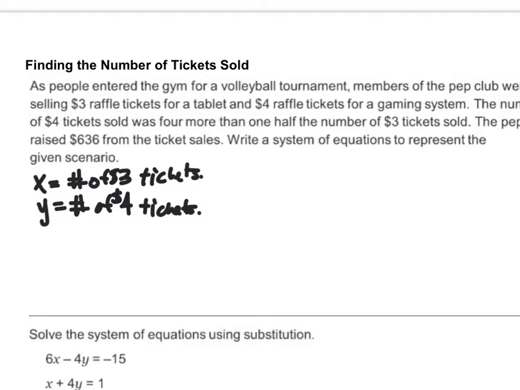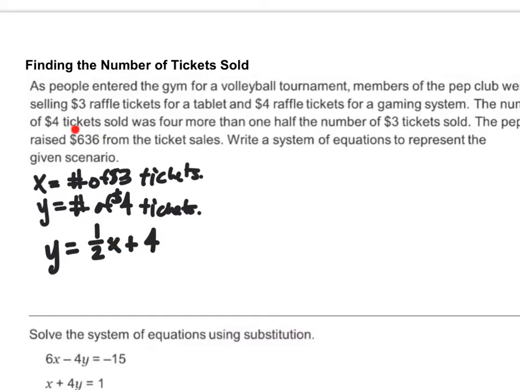Okay, so I'm going to write this. I know that one of my equations is y is equal to 1/2 x plus 4, okay? And I'm just getting that the number of $4 tickets sold was 4 more than 1/2 of the number of $3 tickets sold. Now remember, when we talk about x and y, x is the number of $3 tickets. y is the number of $4 tickets. So this is one equation.